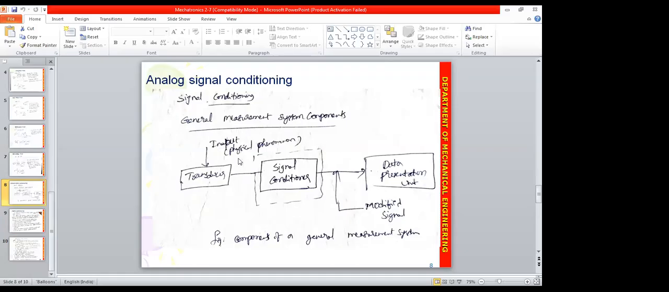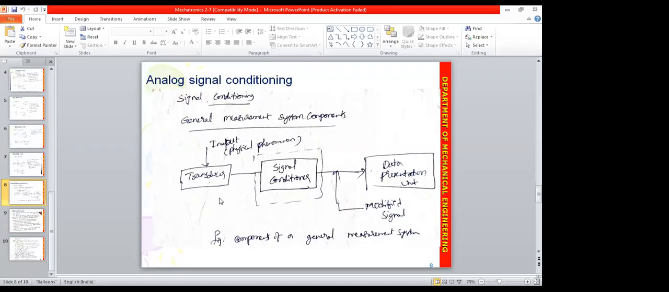Here, first, what we discussed in the general measurement system components. This is a sensor transducer, what I showed you. Here the input is a physical phenomenon. That means it is the detector transducer stage, which detects the sensor. The input is the physical phenomenon, the physical variable from the environment.